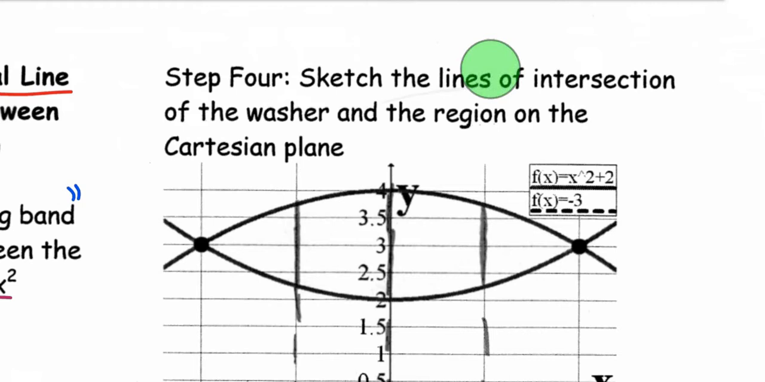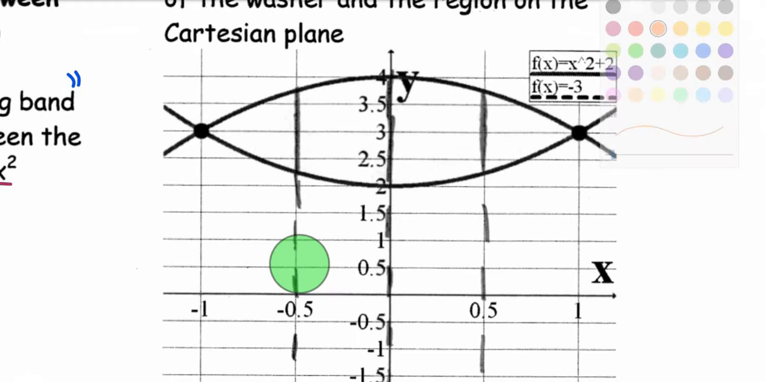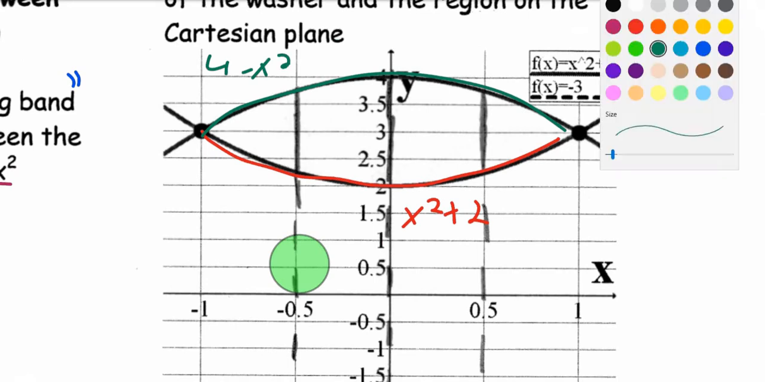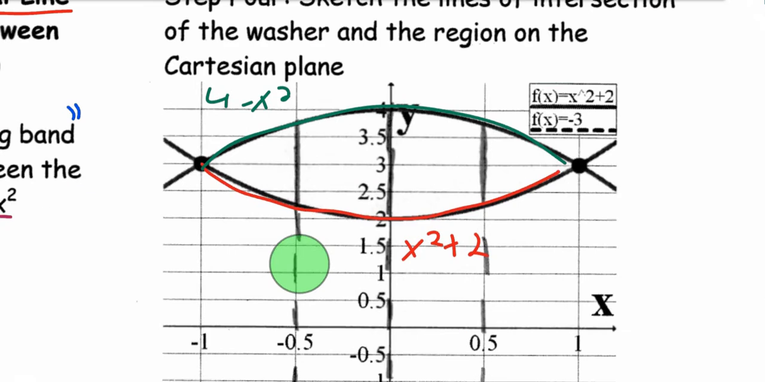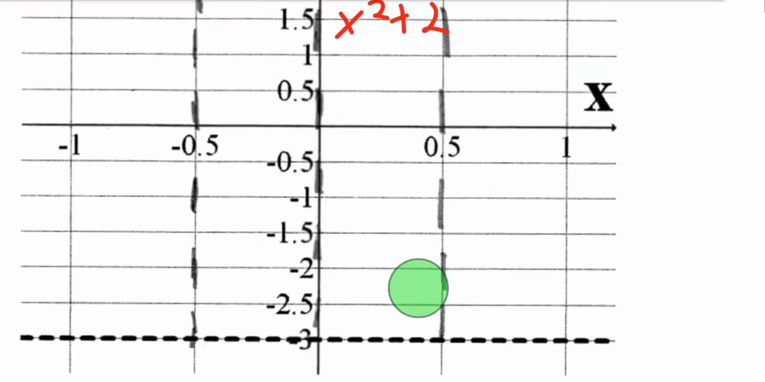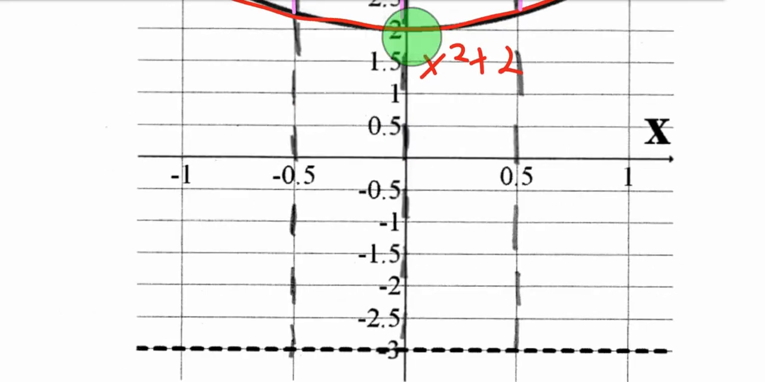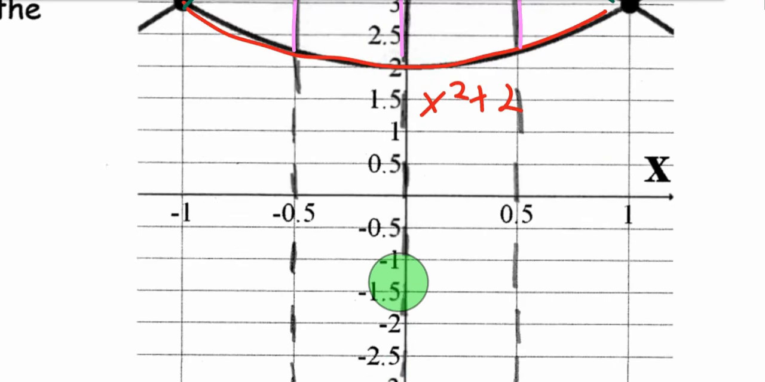The next step is to sketch the lines of intersection of the washers and the region. Again, we have our f of x down here, which is x squared plus 2, and we have our g of x right above it. We'll just do it green this time, which is 4 minus x squared. As we can see, the cross sections in pink are way outside of where our axis of rotation is. And because of that, it will form a big hole between our region and our axis of rotation if we rotate this all the way around.